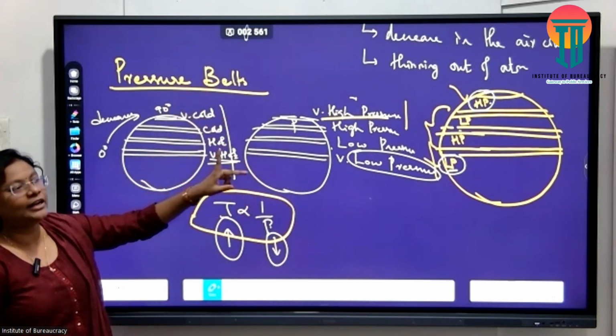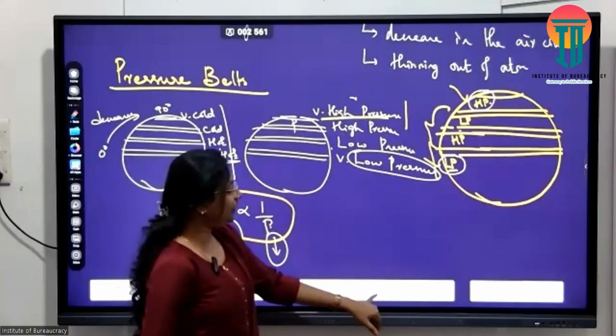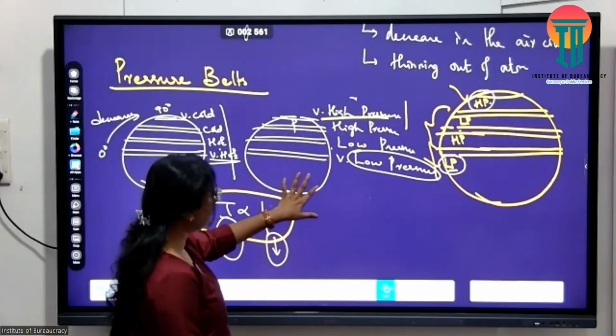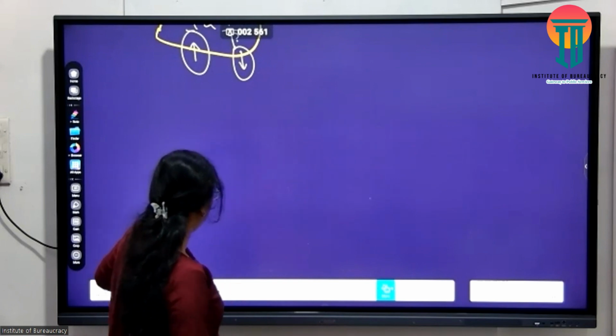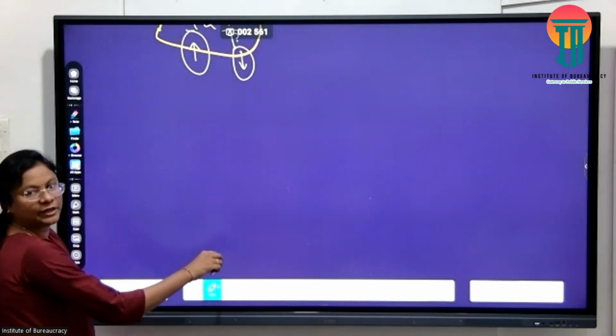It is an alternating arrangement of high and low pressures, right? So for the pressure belts, first we'll draw the exact nature, then we'll discuss how each pressure belt is formed, right?